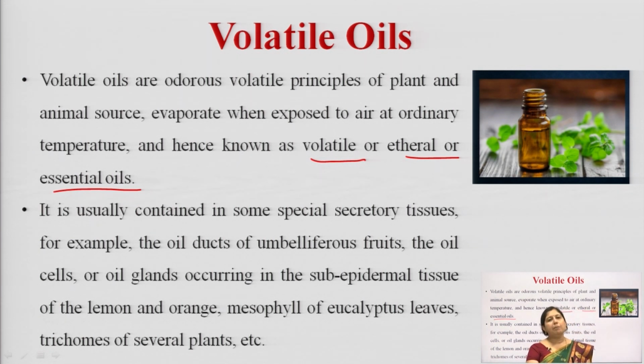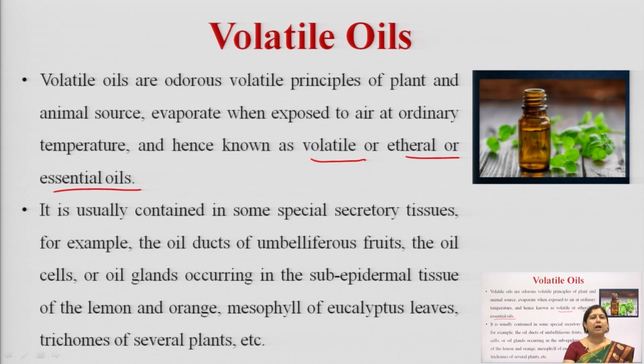For example, lemon and oranges have small ducts present on their fruits, and when we open or press them, we can see some oily substance coming out of it. That is nothing but a volatile oil. Then the mesophyll of a eucalyptus leaf: the eucalyptus or Nilgiri oil is present in the mesophyll tissue of the leaves. Then we have trichomes of several plants.